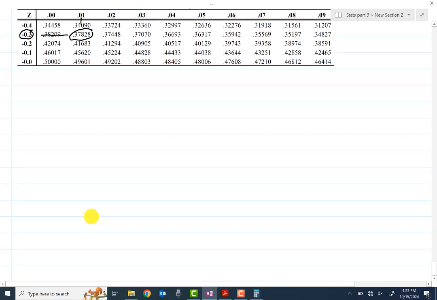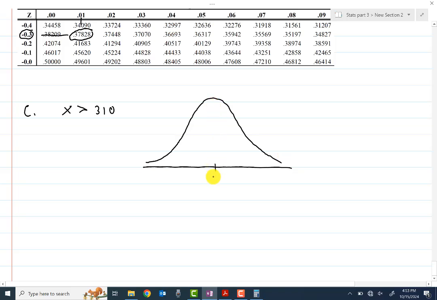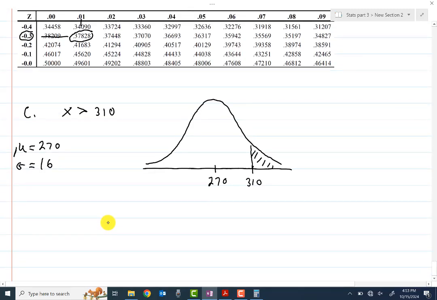Part C was the bonus for anybody that gets more than 310 of these things assembled in a day. So let's take a look at this. Draw a picture of the relevant situation. The mean was 270. The standard deviation was 16. And then 310 is quite a ways over here. So it's probably going to be a very small number, considering the last number was kind of big.